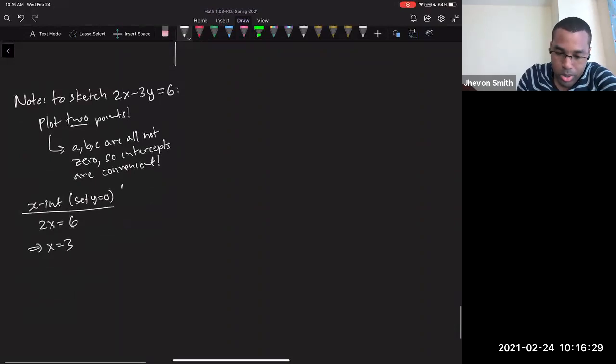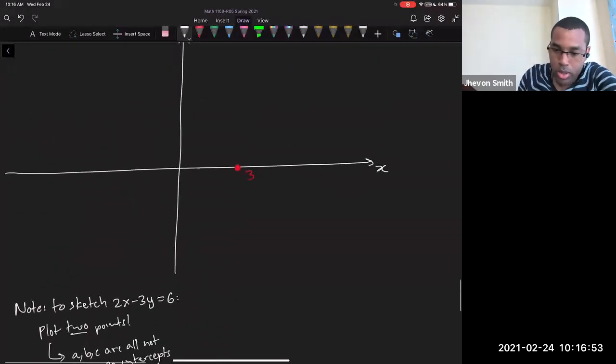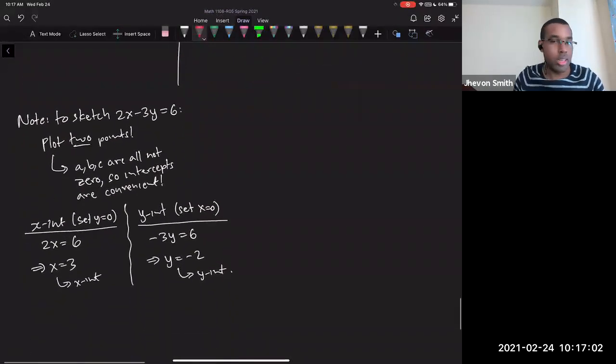Then I'm going to find the y-intercept. Set x equals 0. So you're going to get minus 3y equals 6. This would mean that y equals minus 2. So this here is your x-intercept. This here is your y-intercept. So I'm going to go to the y, and I'm going to plot minus 2.